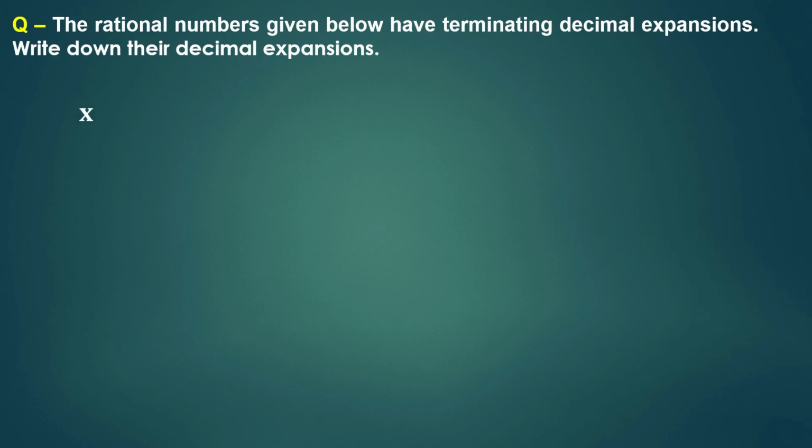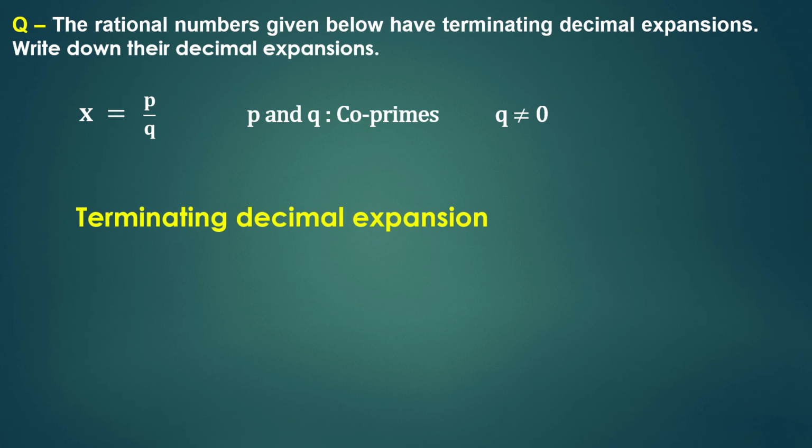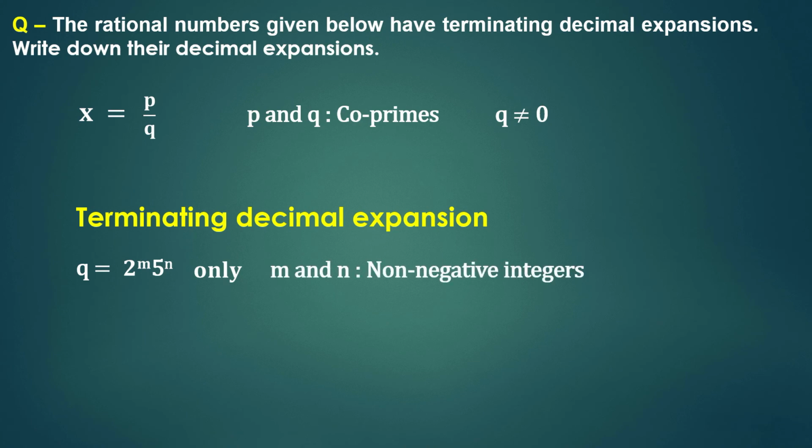Let us take x as a rational number so that it can be represented as p by q, where p and q are co-prime numbers and q is not equal to 0. If the rational number has a terminating decimal expansion, it means that q, which is the denominator, must be of the form 2 to the power m into 5 to the power n only, where m and n are non-negative integers, which means m and n can take the values 0, 1, 2, 3 and so on.